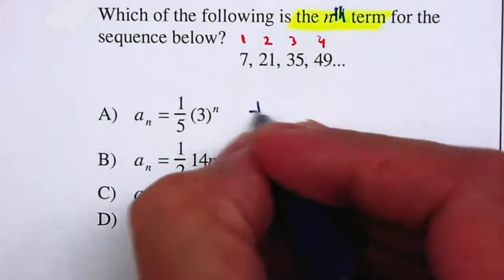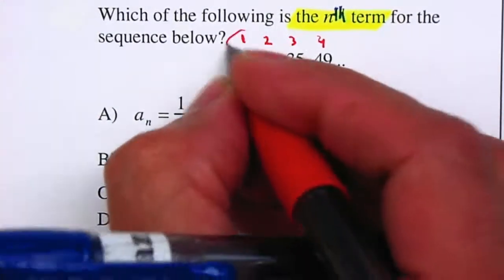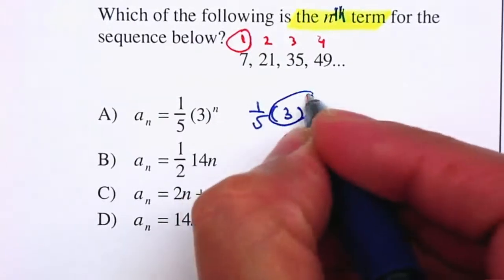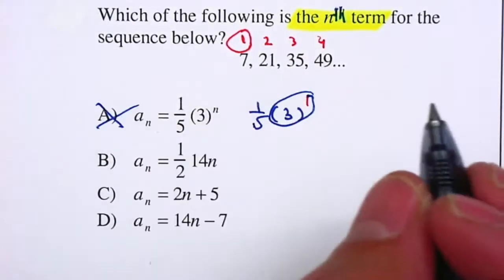We have 1/5 times 3 to the power of n. So if you plug in a 1, it should give you 7. This gives you 3. If you multiply by 1/5, it's not going to give you a 7. So I know A is not the answer.